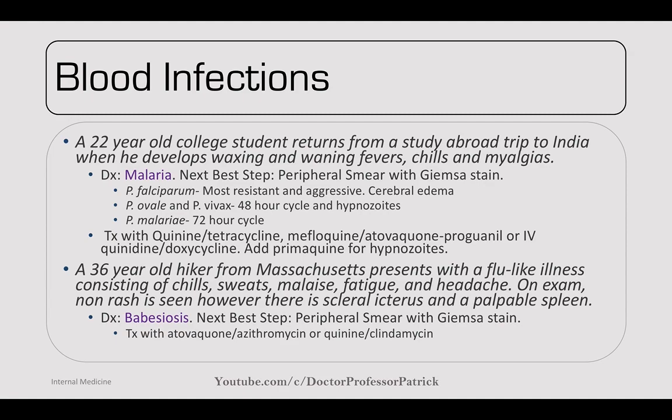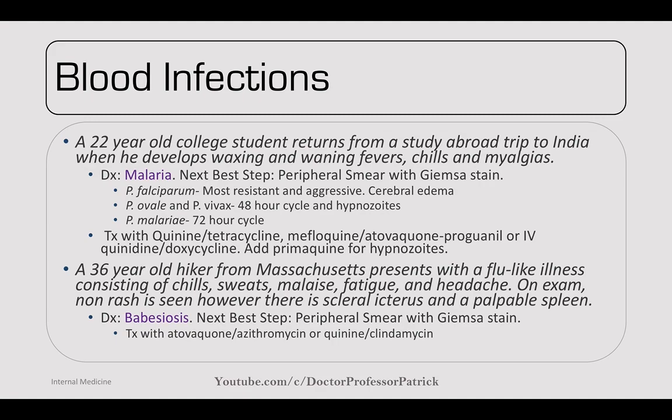Next, there's P. ovale and vivax. So these have a 48-hour cycle, and they also form hypnozoites that can lay dormant in the liver. Next is P. malariae, one of the oldest ones considered. This has got a 72-hour cycle. And with all of these, you can try and treat with quinine or tetracycline, mefloquine, and atovaquone-proguanil, or IV quinidine and doxycycline. And for any of the infections that have hypnozoites, you want to add primaquine to get the hypnozoites in the liver.